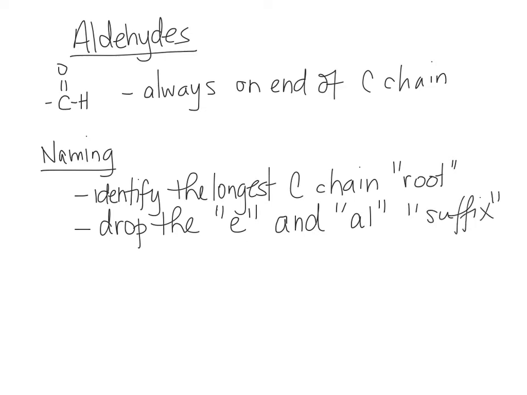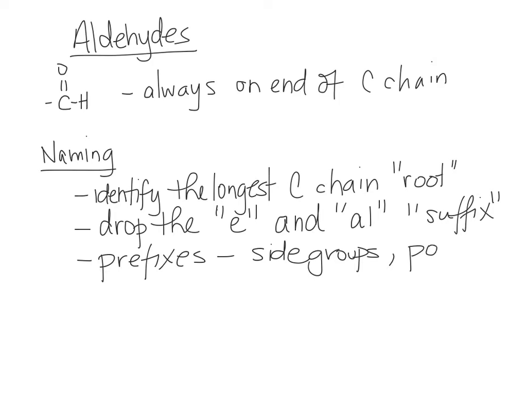We don't need to include a number here because they're all on carbon number 1. Priority is given to your functional group. So because this is on the end of the carbon chain, it's carbon number 1. Identify any prefixes based on any side groups that are present and their position relative to the formyl group.